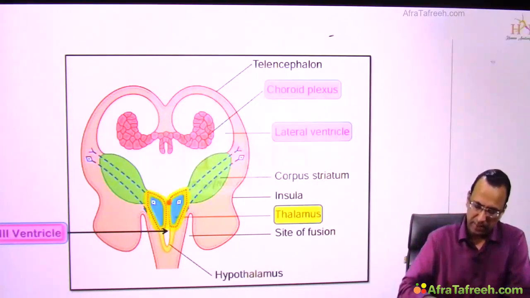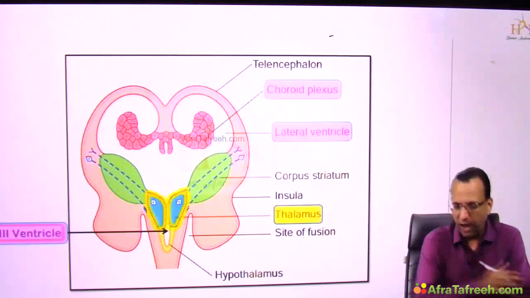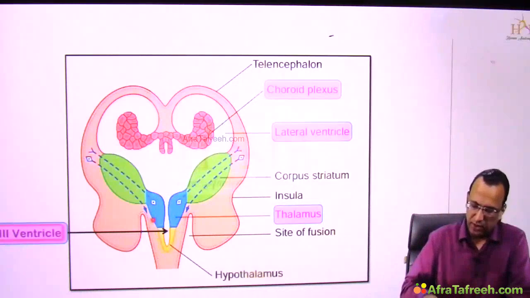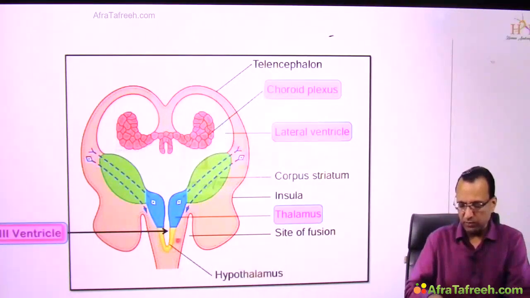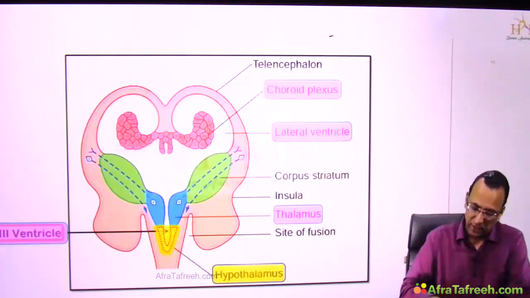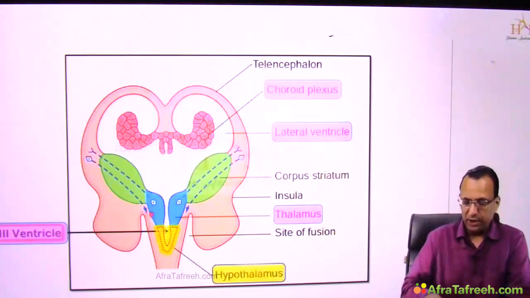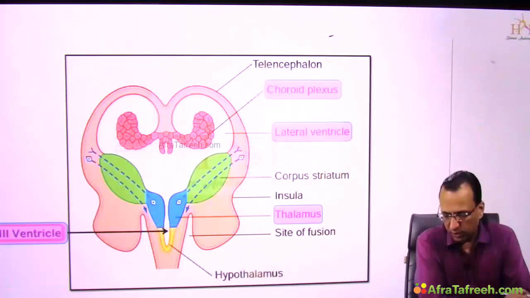Now when you say the thalamus forms the lateral wall of the third ventricle, what is under the thalamus? It is called the hypothalamus. And the hypothalamus, which is under the thalamus, forms the floor of the third ventricle. It is not only the floor, it also contributes to the lateral wall. So it is contributing the lateral wall and the floor of the third ventricle. That is the hypothalamus.